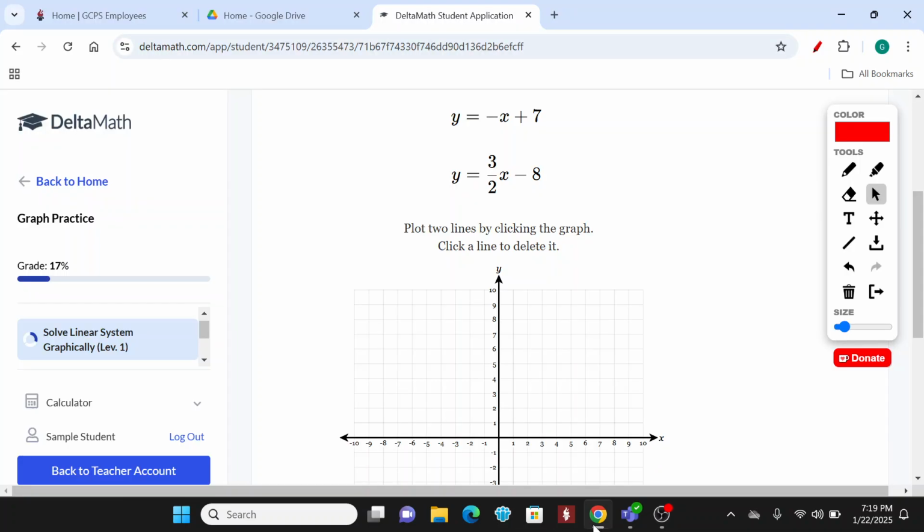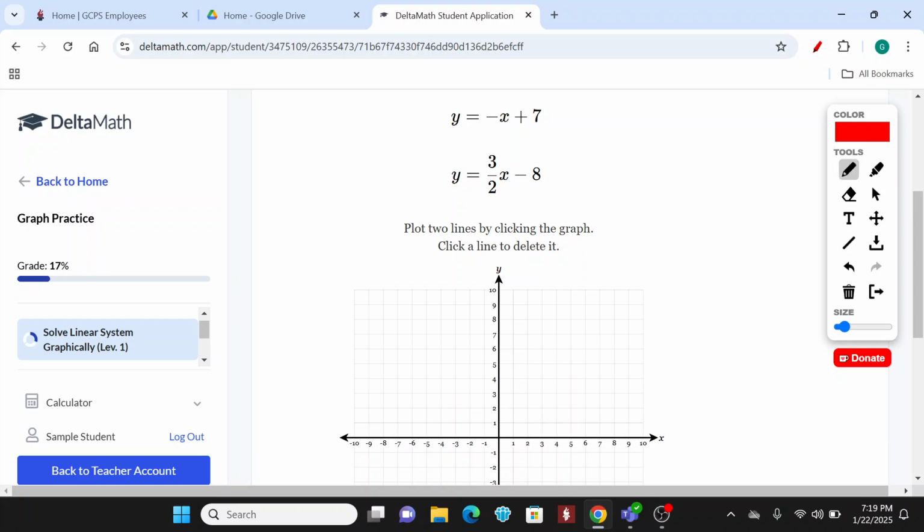All right, hey guys. So this is another digital learning day. Today your assignment is a Delta Math assignment, the graph practice, but I wanted to review it with you guys. So we all know that we've worked on graphing.